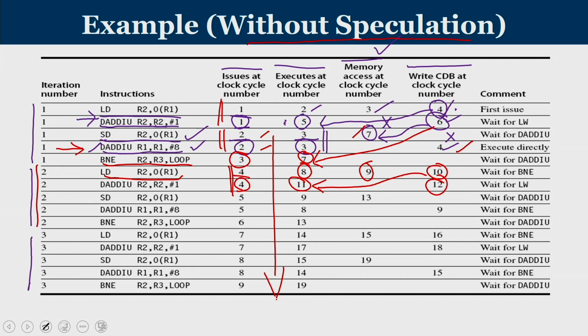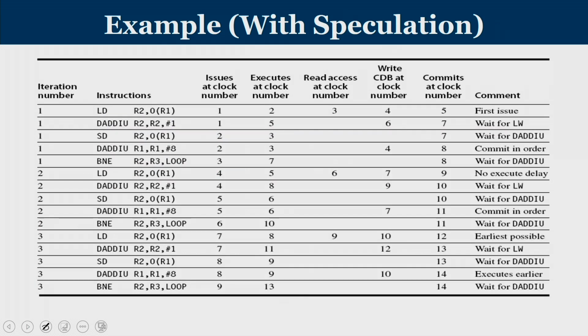Now what will happen if I go for speculation? If it is with speculation, I am not waiting for the outcome of a branch. You can see there are entries after the branch also which are executed. We are going to write into CDB before the branch happens, but you commit only in order. So when you go for speculation, there is one more field, commit, and commit is always in order.